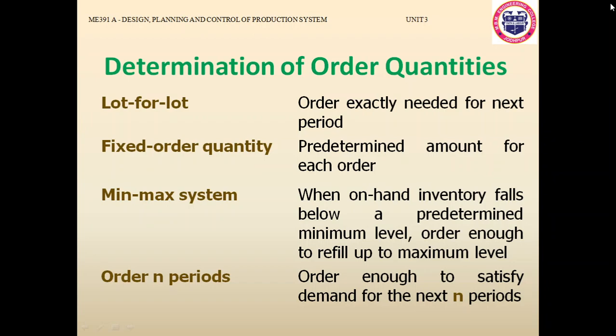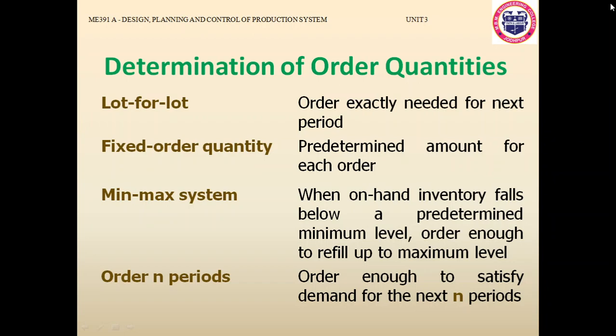Lot for lot quantity: in case of lot for lot we order exactly what is needed for the next period. In case of fixed order quantity, there is a predetermined amount for each order. For the min-max system, when on-hand inventory falls below a predetermined minimum level, order enough to refill up to the maximum level. Order n periods means you order enough to satisfy demand for the next n periods.